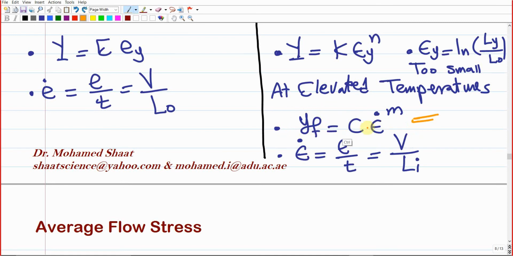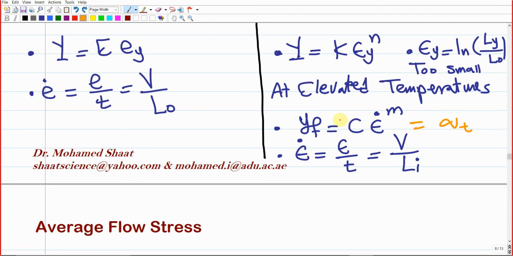What is the flow stress? This is the true stress, as we mentioned above. So to calculate the flow stress at high temperature, it is recommended to use this equation more than the simple power law that was already given up there. Make sense?